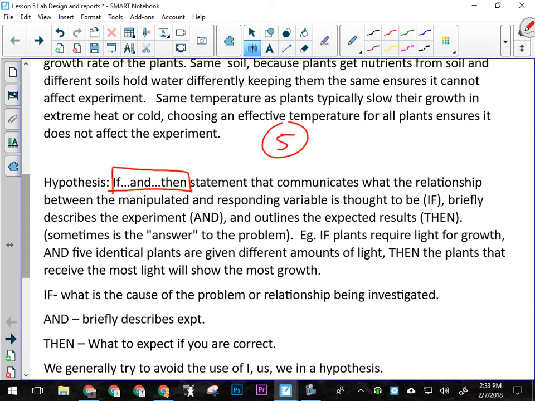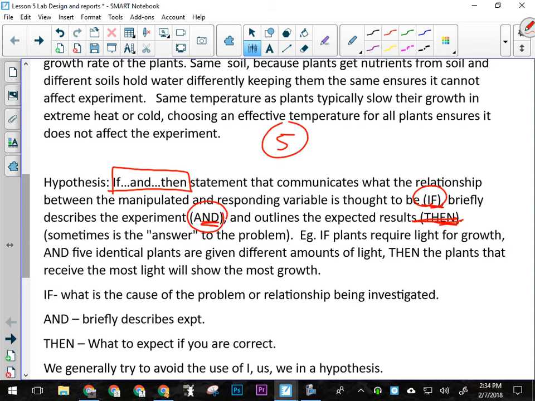All right, so this part here, guys, just tells you what goes in the if part, what goes in the and part, and what goes in the then part. What's the relationship between the manipulated and responding variable? That's if. Briefly describe the experiment. That's the and part. Outline the expected results. That's the then part.